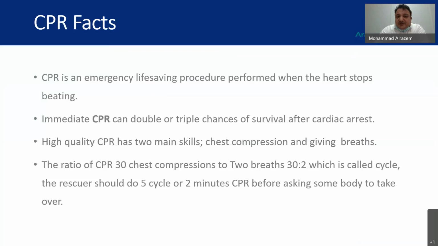Now, CPR facts. CPR is an emergency life-saving procedure performed when the heart stops beating. Immediate CPR can double or triple chances of survival after cardiac arrest. High-quality CPR has two main skills, chest compression and giving a breath. The ratio of CPR is 30 chest compressions and 2 breaths, which is called a cycle. Any rescuer should do 5 cycles, equal to 2 minutes of CPR, before he asks somebody to take over from you.